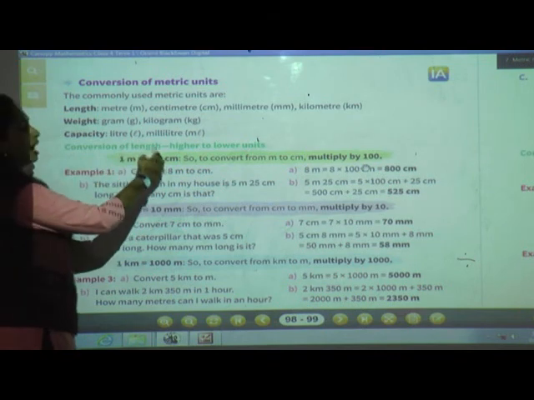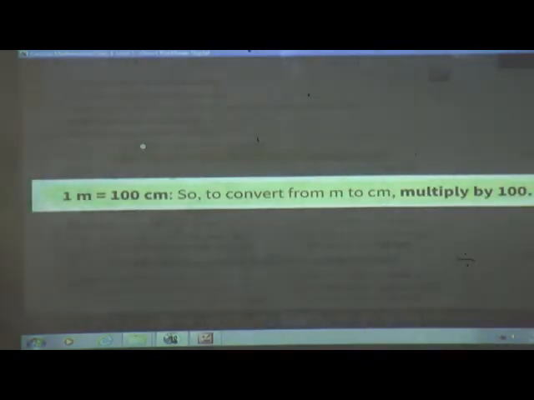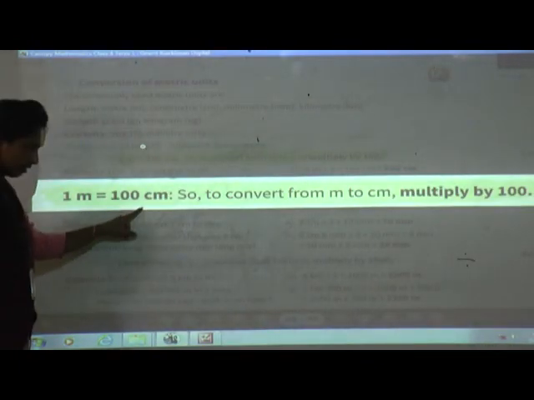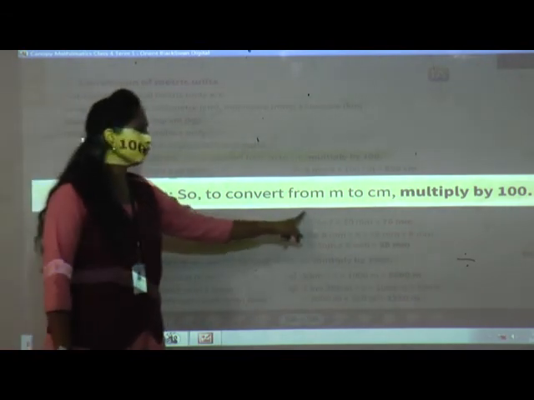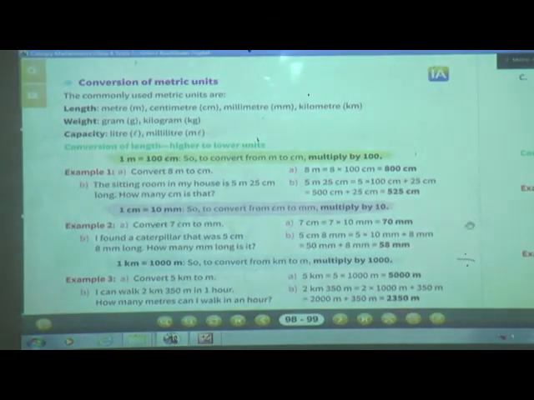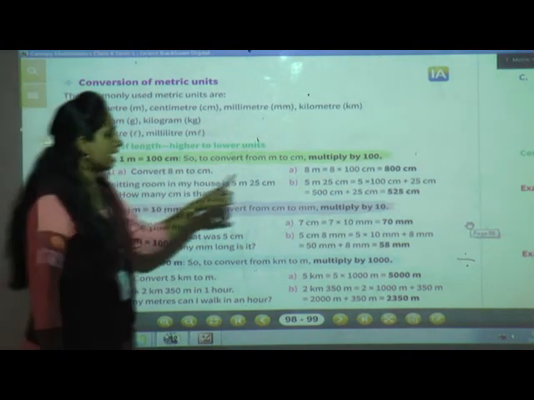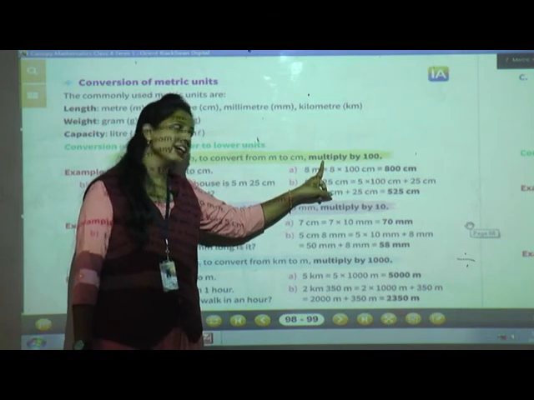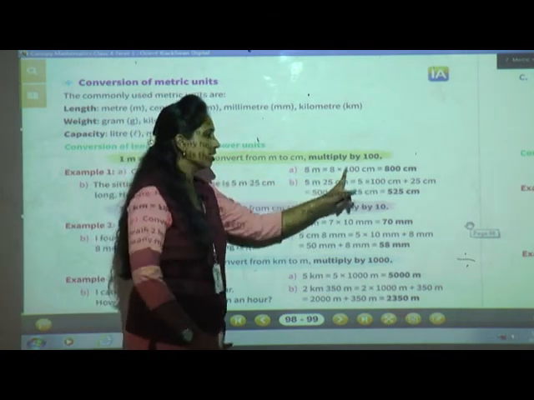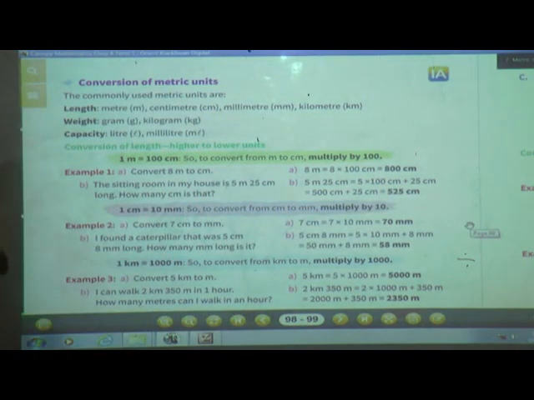The conversion of length from higher to lower unit. What do you have to do? Yes, see this, 1 meter is equal to 100 centimeter. So to convert from meter to centimeter, multiply by 100. Keep in your mind, to convert meter to centimeter, multiply by 100. Now see your example. Convert 8 meter to centimeter. So 8 meter is equal to 8 multiplied by 100. Write the two zeros as it is, 8 ones are 8. 800 centimeter.